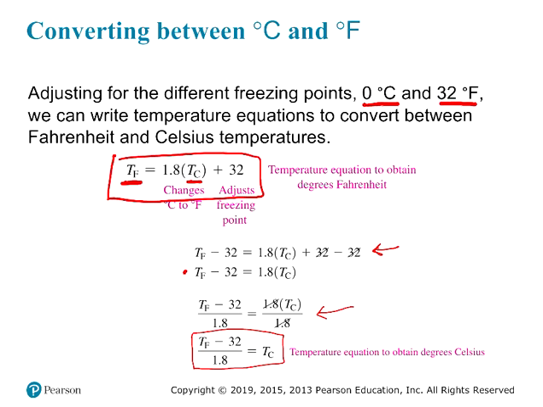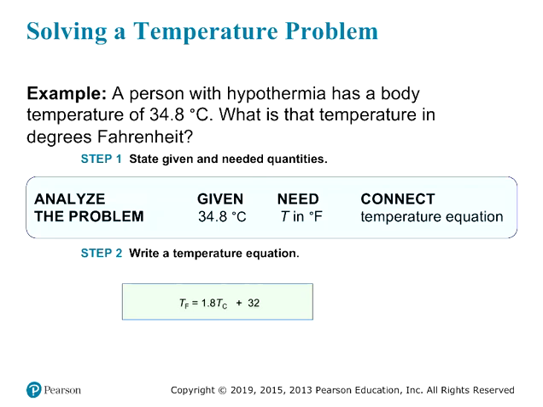So those might be useful to write down. And let's do a practice problem so that we can get used to this equation. In this example, a person with hypothermia has a body temperature of 34.8 degrees Celsius. What is that temperature in degrees Fahrenheit? Now, typically when we're solving a problem like this, we can write out what we're given, what we need, and how to connect those two.